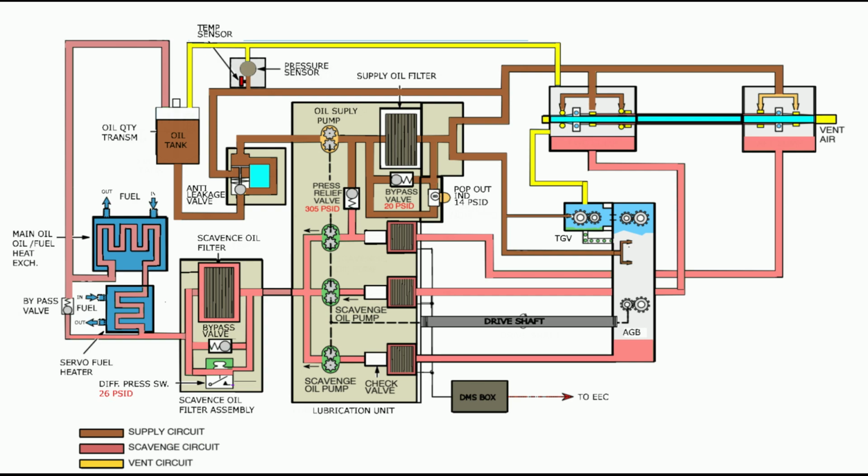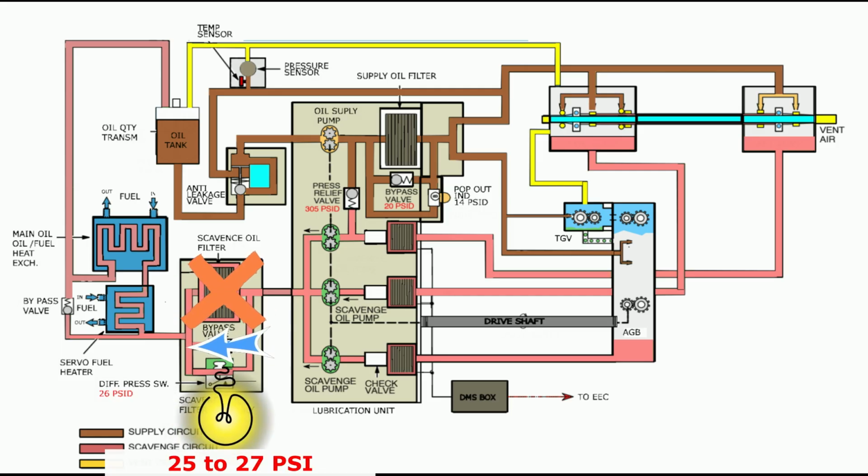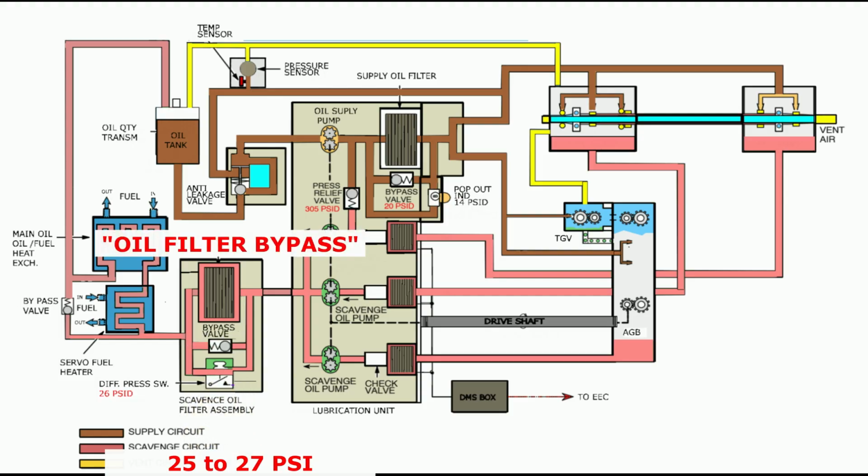Indication logic. As the scavenge filter becomes restricted, the differential pressure across the switch increases. When this pressure differential reaches 25 to 27 psi, the switch closes to complete the warning light circuit, triggering the oil filter bypass warning message.